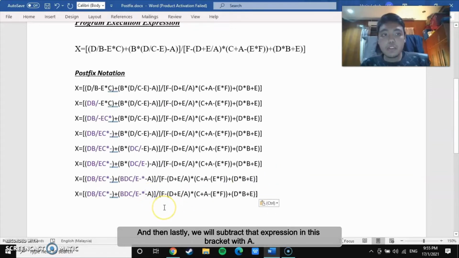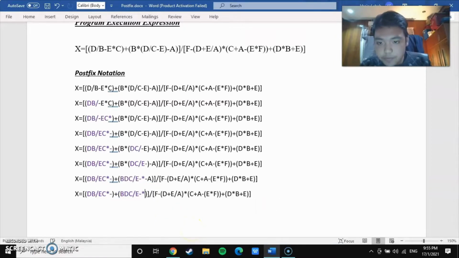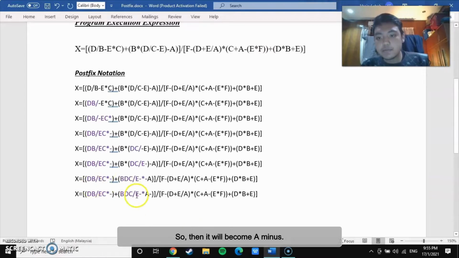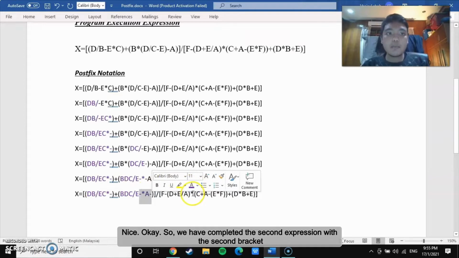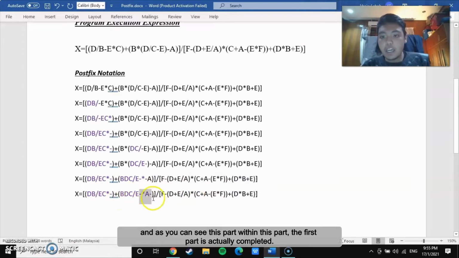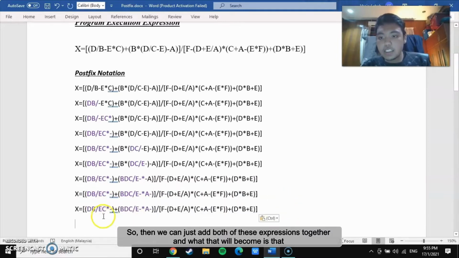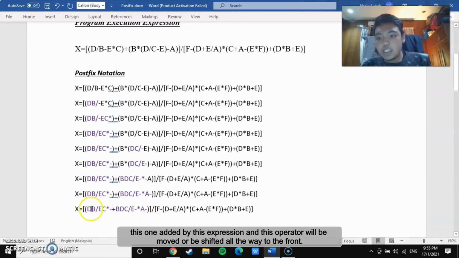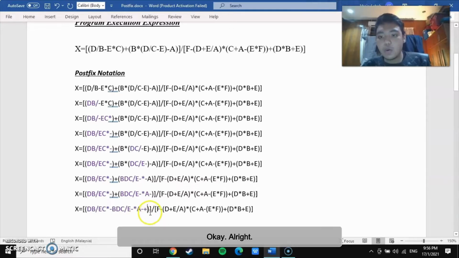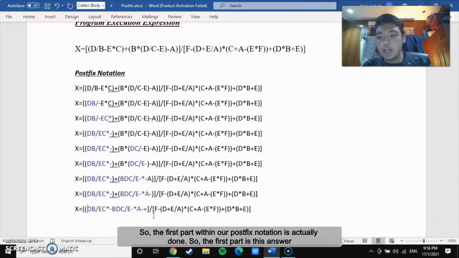And then lastly, we will subtract that expression in this bracket from a. So then it will become a minus. Nice. Okay, so we have completed the second expression with the second bracket. And as you can see, the first part is actually completed. So then we can just add both of these expressions together. What that will become is this one added by this expression, and this operator will be shifted all the way to the front.